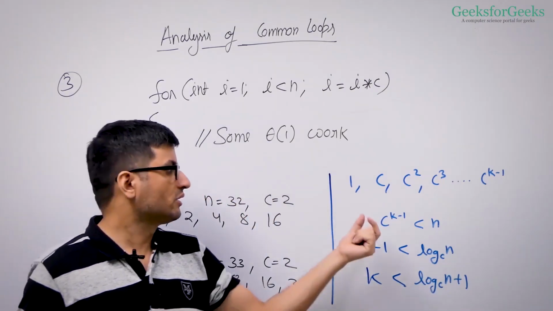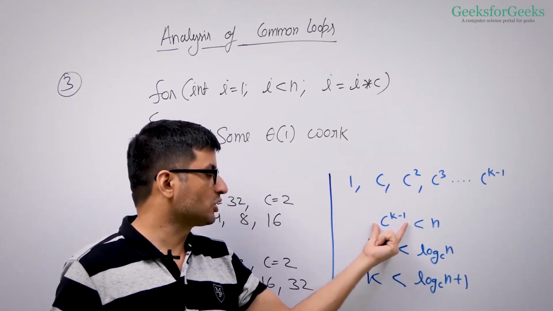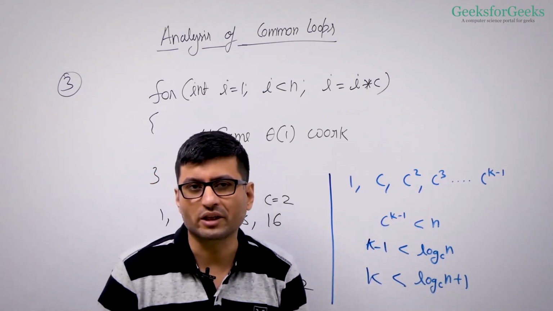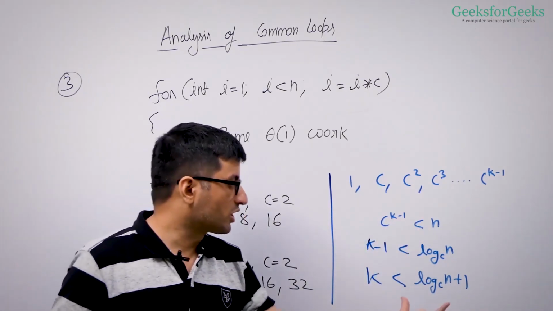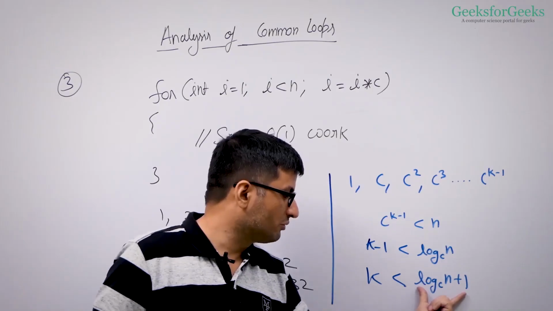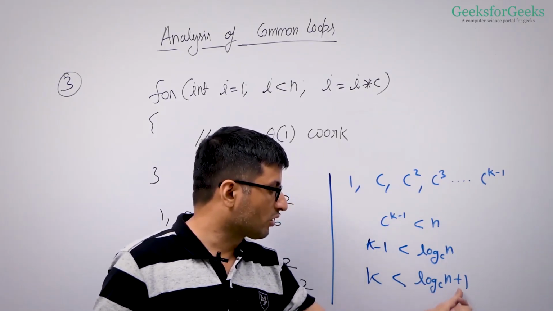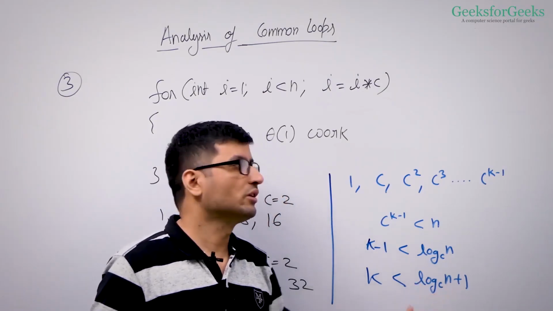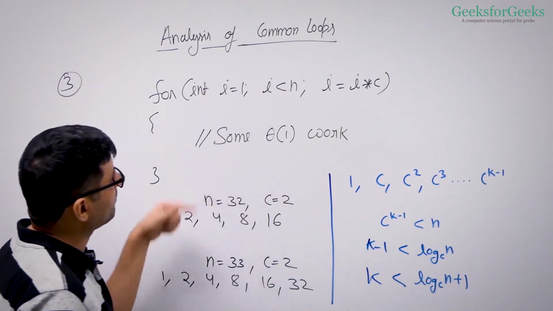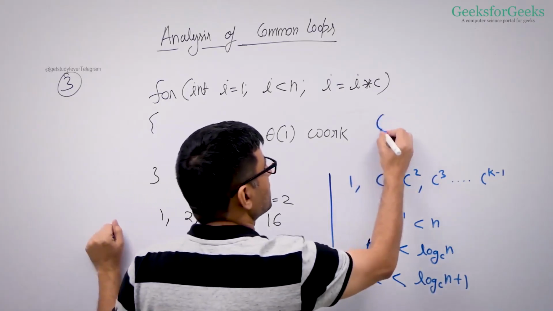And after that, this value is going to become c raised to the power k, greater than or equal to n, and then it's going to stop. So what is the value or order of growth of this expression? You can ignore the lower order term and you can say it's log n. So the order of growth of this particular loop is theta log n.